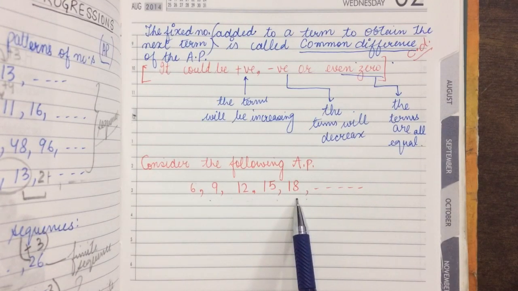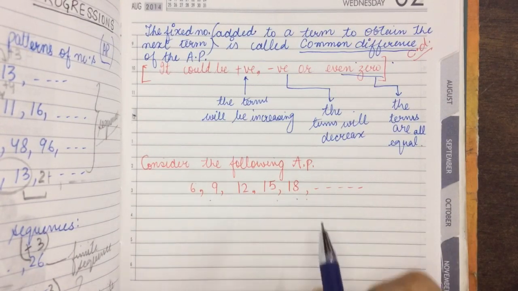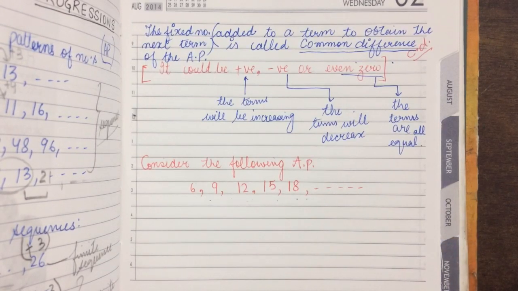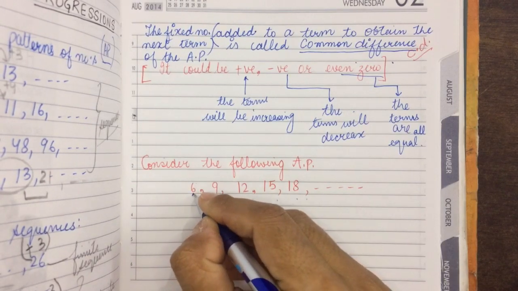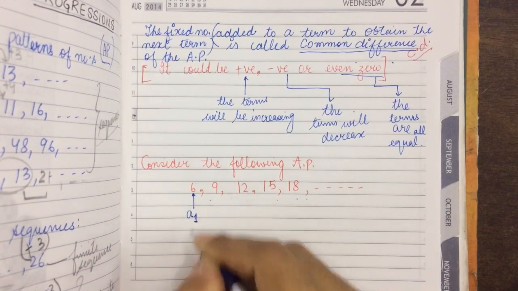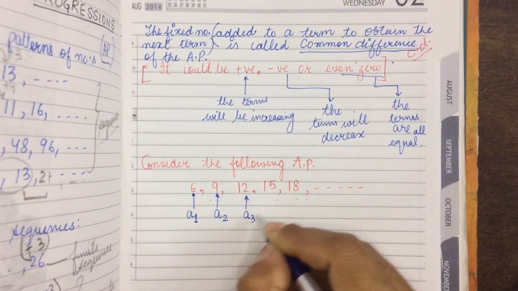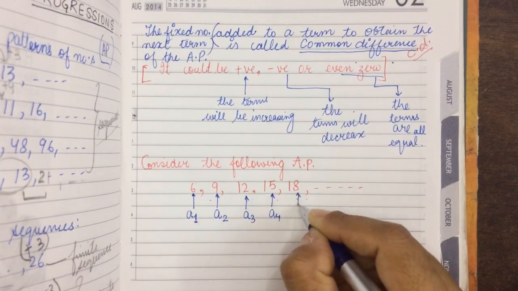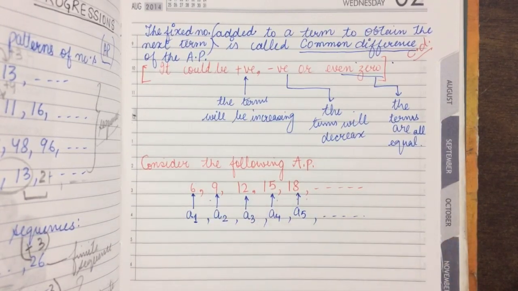You can simply observe that this is an AP because at each step we can add 3 and we will get the next term. So if we want to find out the further terms in this sequence, you can keep on adding 3 and you can find out as many terms as you want. Now, if we refer to these terms in a general way, if I represent the first term as A1, the second term as A2, the third as A3, the fourth one as A4, and so on, this will become my general list: A1, A2, A3, A4, A5.